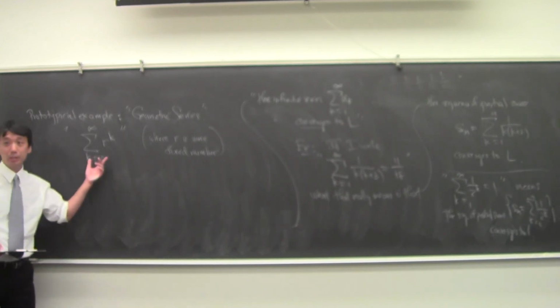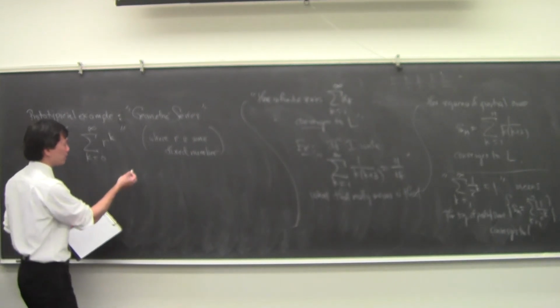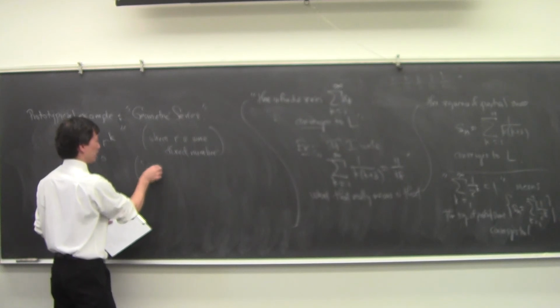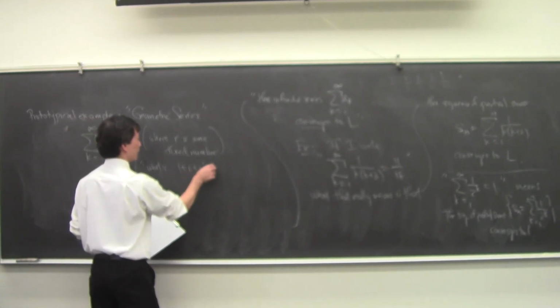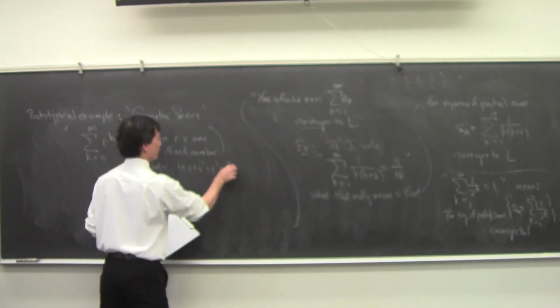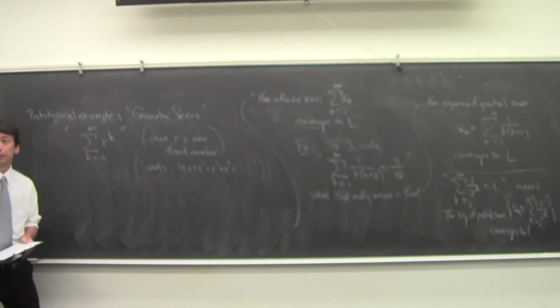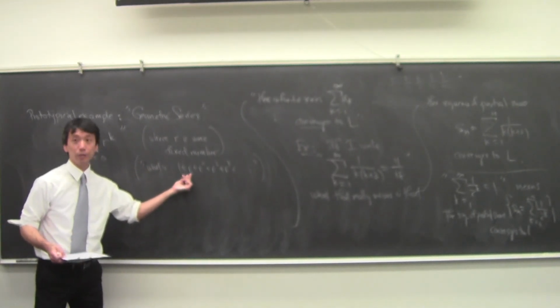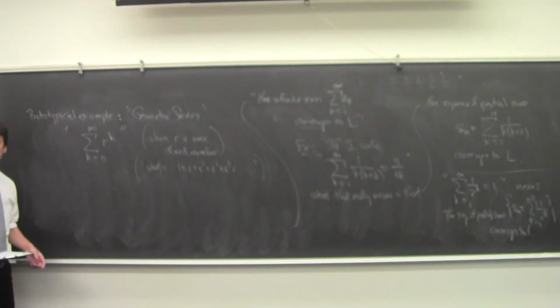Okay. So what you're asking is, in some sense, what is 1 plus r plus r squared plus r cubed plus r to the 4th plus, etc. You're taking r to the 0, r to the 1, r squared, r cubed, and you're adding them all together, and you're wondering what you get.